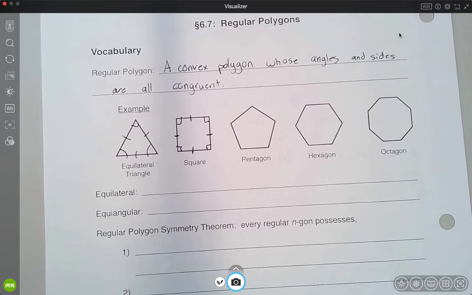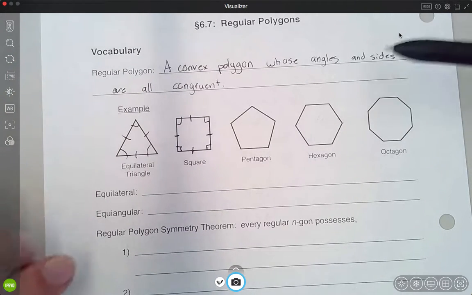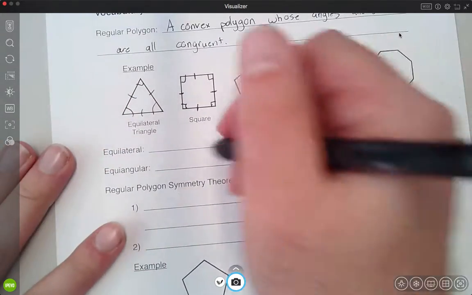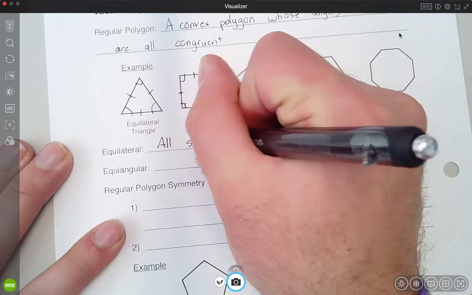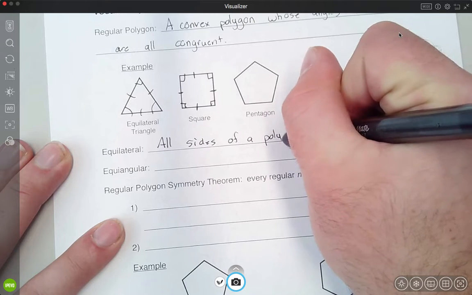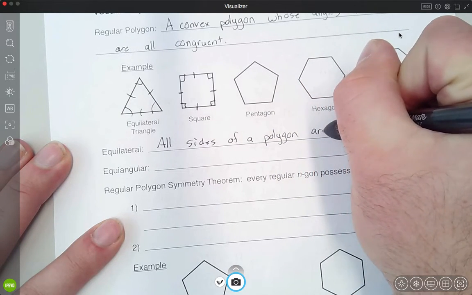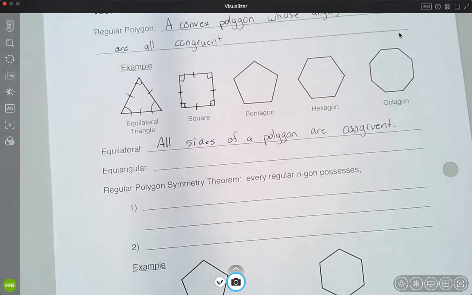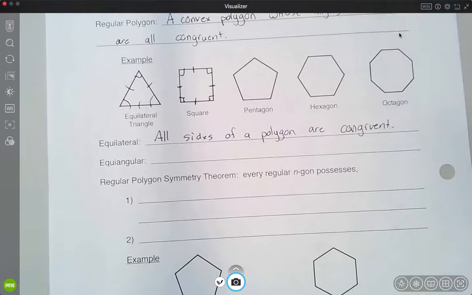Okay. As I start to break down what regular actually means, regular means that it's both equilateral and what we call equiangular. So we'll start with equilateral. Equilateral just means that all sides of a polygon are congruent. Okay, we just got finished talking about a quadrilateral, so a rhombus is an equilateral quadrilateral where all of those sides are the same length, not necessarily the angles, but for sure all of the sides.